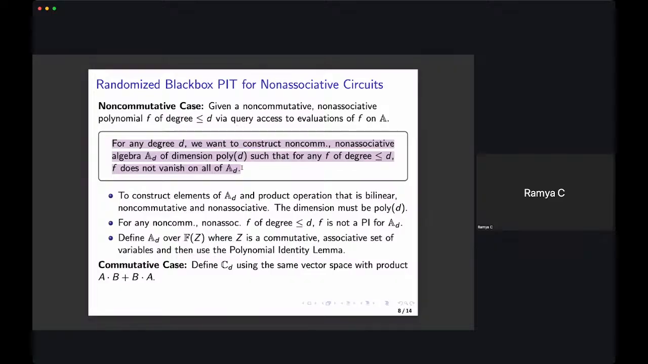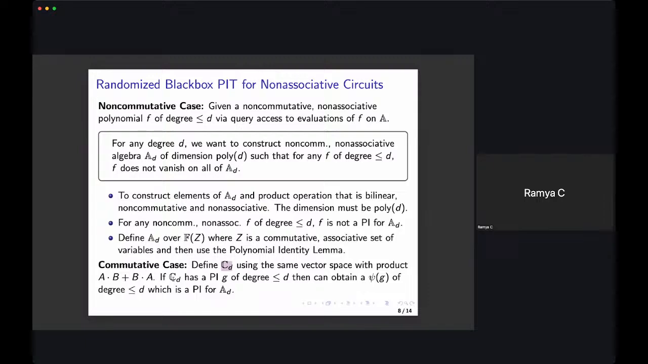Now, this is in the non-commutative setting. But what would you do in the commutative setting? The commutative setting now looks a little easy if you have already designed a non-commutative, non-associative algebra, because similar to the Jordan product that we saw, we can now define this new product by using the same vector space. And then this new product is now commutative, but it is still non-associative. And now you need to show that this algebra does not have any low degree identities. It's not very hard to show this.